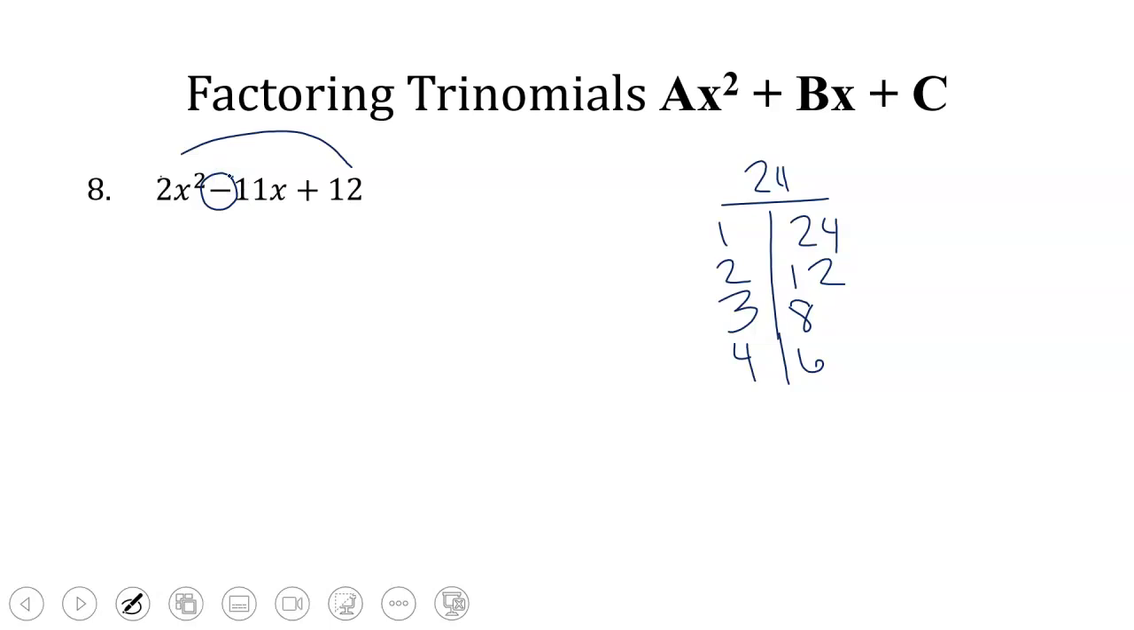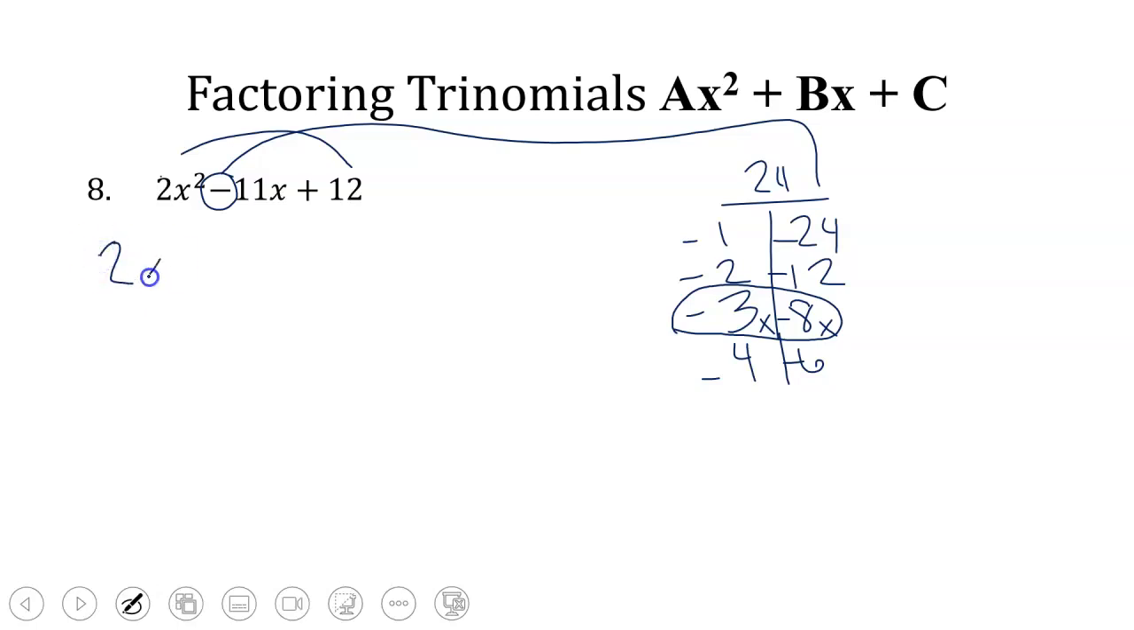Look at the center. Our center sign is a negative. So that means both sides are going to be negative because 2 negatives make a positive 24. So which ones add up to negative 11? Negative 3 and negative 8. Put your x's behind those numbers because we're going to replace negative 11 with negative 3x and negative 8x. So let's rewrite our problem. So 2x squared minus 3x minus 8x plus 12.